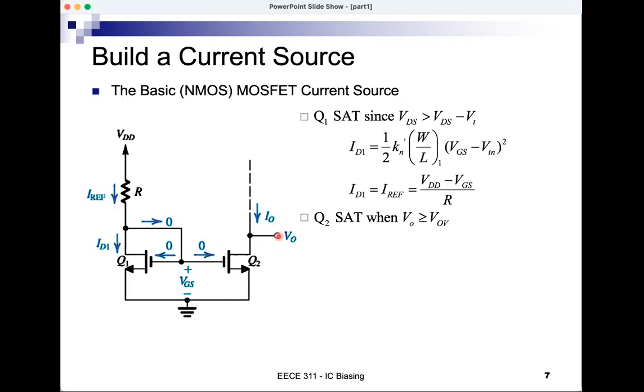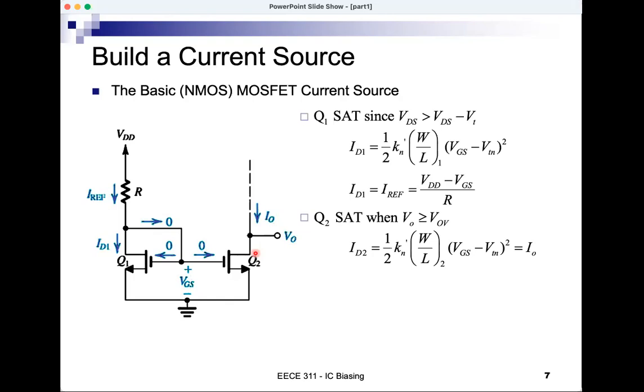If this is the case, then ID2 will be half K prime W over L2 VGS minus VTN squared. And this will be the output current here, IO, flowing in the drain of Q2, assuming that nothing else is connected here. So this current continues to flow in the drain of Q2. So IO is therefore half K prime W over L2 VGS minus VT squared.